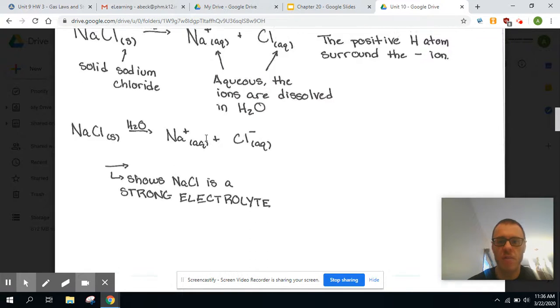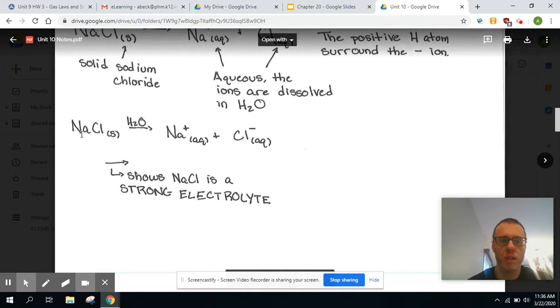What this does is make sodium chloride a strong electrolyte. I cannot stress this enough. See this guy right there? That is not an equilibrium arrow. That is a straight arrow. It's only going one direction.